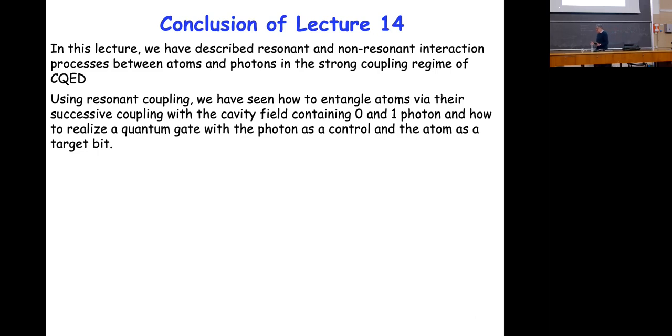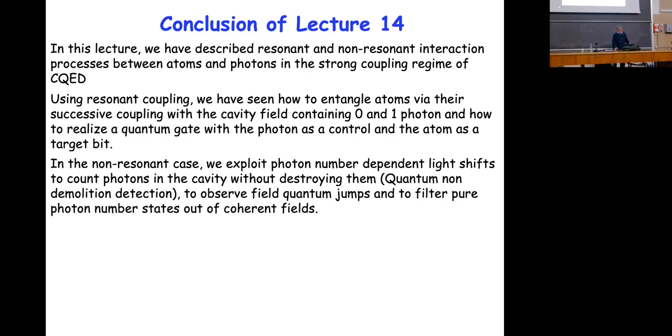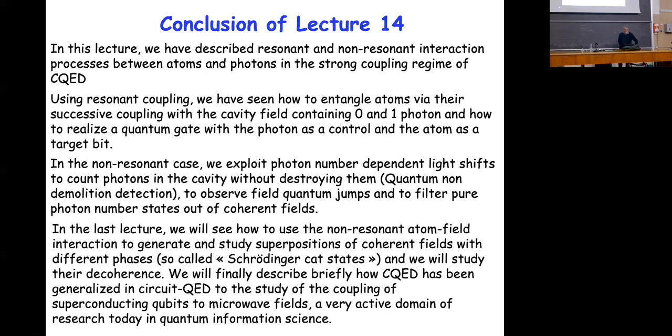In fact, I did not discuss experiments in which you can go to larger photon number. If you have 3 atoms, you can prepare 3 atoms in an entangled state called GHZ state, Greenberger-Horne-Zeilinger states, which are also states useful for quantum information. In the non-resonant case, which I think is the most interesting situation we studied, we exploit photon number dependent light shifts to count photons in the cavity without destroying them. So it's a quantum non-demolition detection to observe field quantum jumps and to filter photon number states out of coherent states.